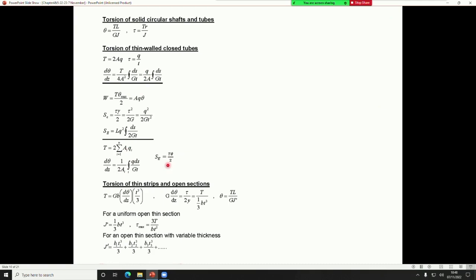And this is the strain energy stored, again, similar to what we had here. These two are the same. This is applicable because Q is constant. Here it is not constant. And this is what I just covered for you. For a thin strip, we can use the equations for when the section is open. In that case, J changes to J prime, which is called the torsional constant. And if you've got variable thickness, then we use this relation.